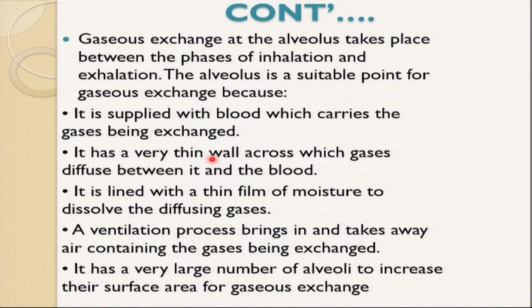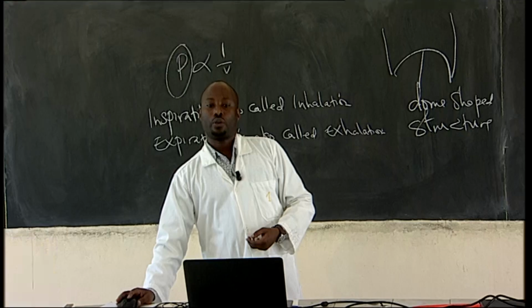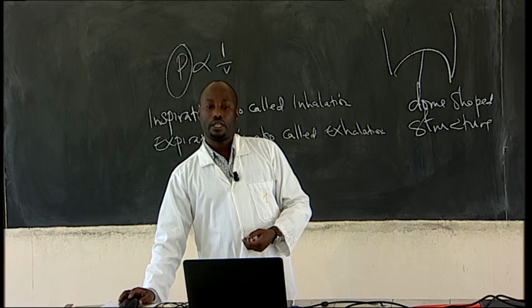They are very thin for easy diffusion, across which gases can diffuse between the alveolus and the blood. Not only that, it is lined with a thin film of moisture. We've been talking about adaptations of the respiratory system. It is thin. It is moist. So the alveoli must be moist for the gases to dissolve and diffuse.